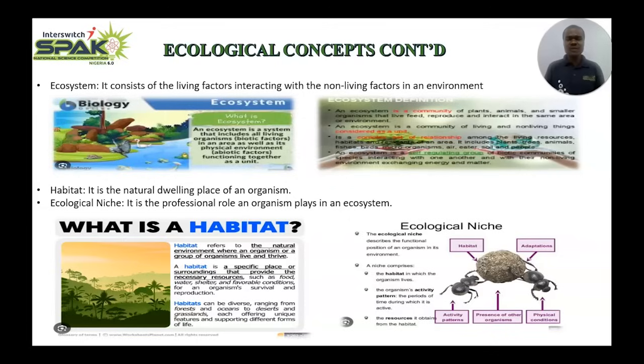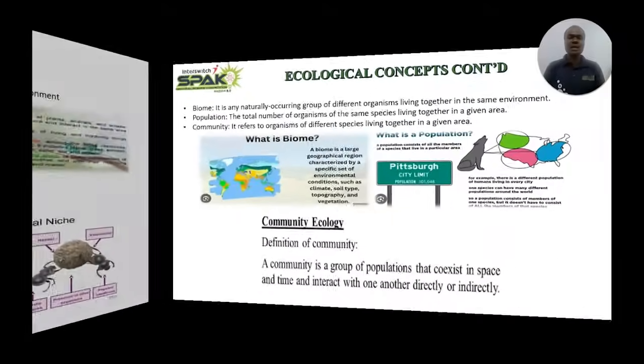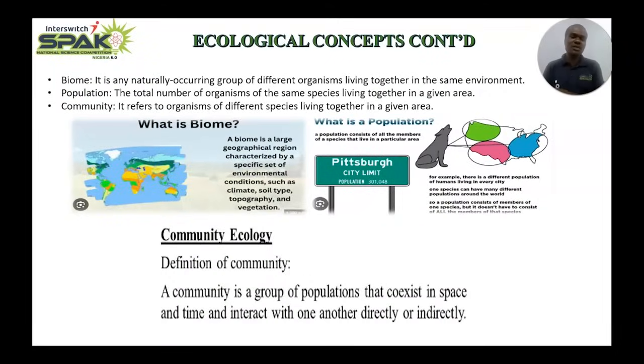It consists of all the living things in the ecosystem and their non-living environment interacting together as a system. So ecosystem is a community of plants and animals and smaller organisms, microscopic decomposers, all of them interacting together in an environment. That is ecosystem. The ecosystem has a biotic component and an abiotic component. The biotic component includes the living component of the ecosystem, while the abiotic component includes the non-living component. Then we talk about the concept of biome, still under the ecological concepts.